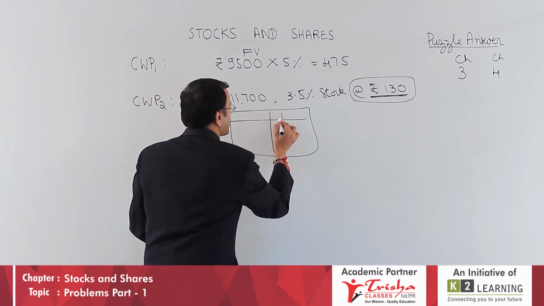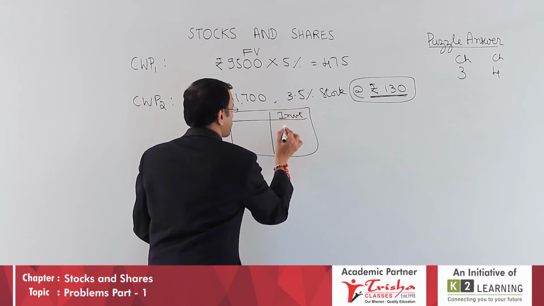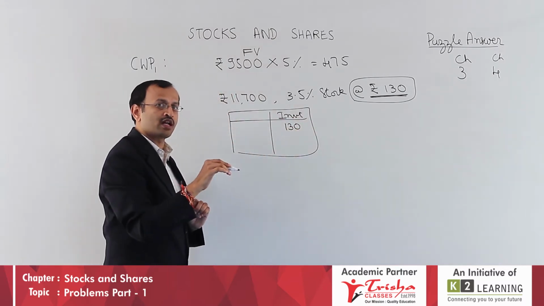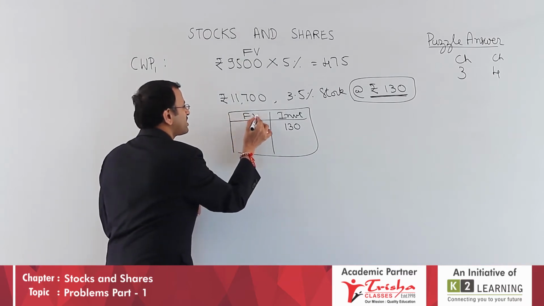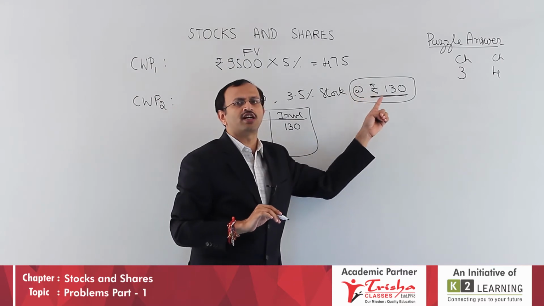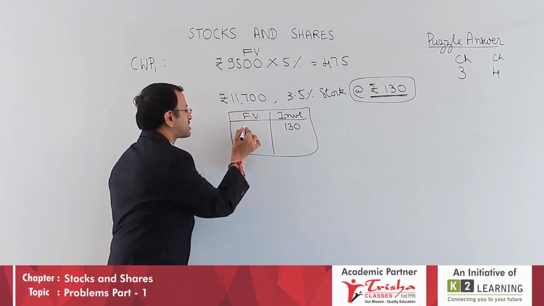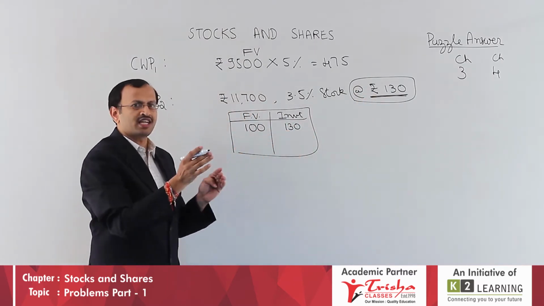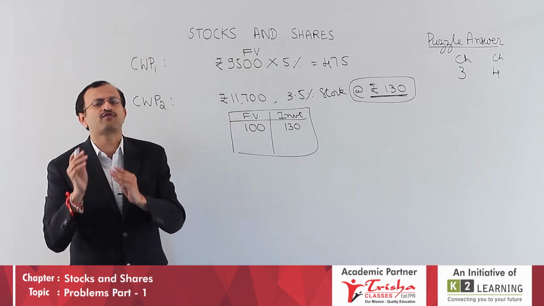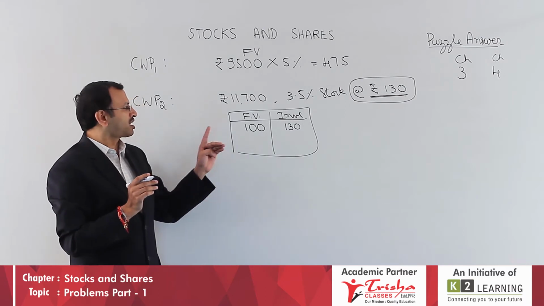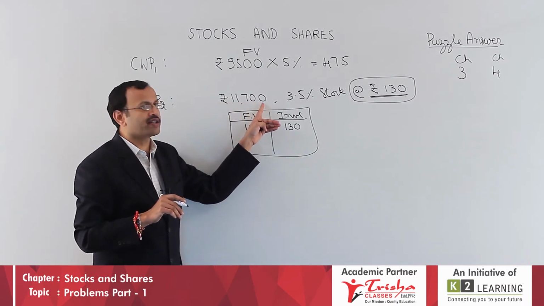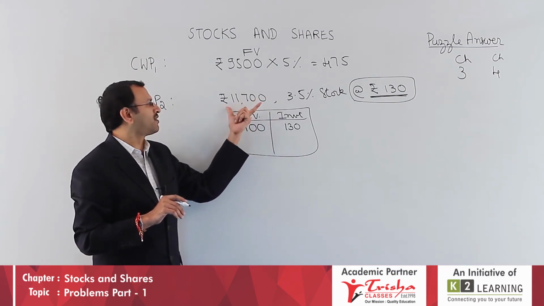So I can say investment 130 rupees, I will get one stock. How much stock means the face value. Therefore, what is the face value of the stock? Remember, when you have any amount nearer to 100, face value should be taken as 100 rupees. I pay 130, I will get one stock, and its face value is 100. The question is how much stock I will get by investing 11,700.